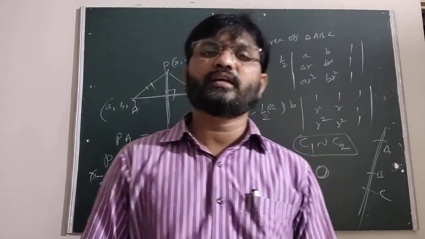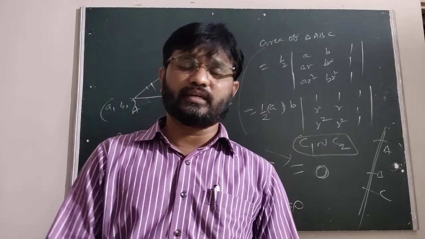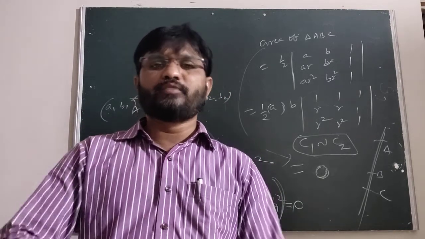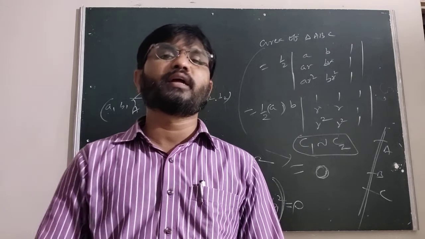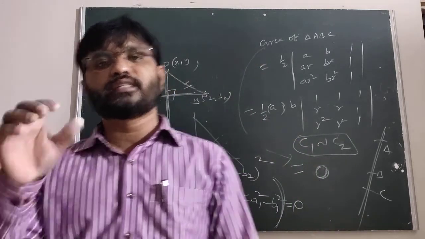After that, the orthocenter. The point of intersection of the altitudes is called the orthocenter. It is denoted by H or O. The altitude means a line passing through the vertex and perpendicular to the opposite side is called the altitude.